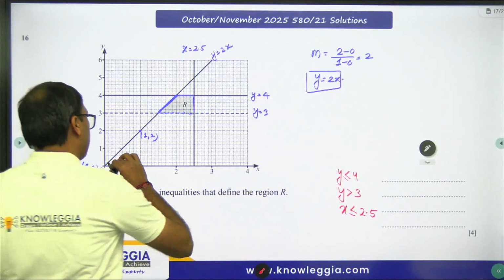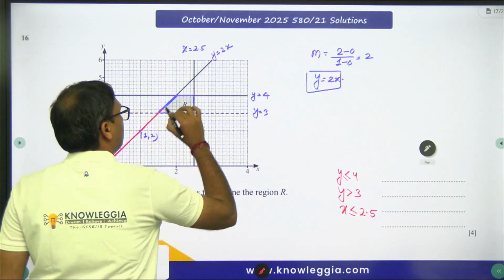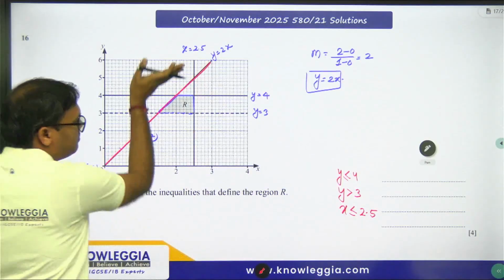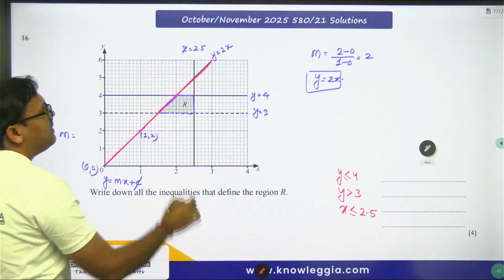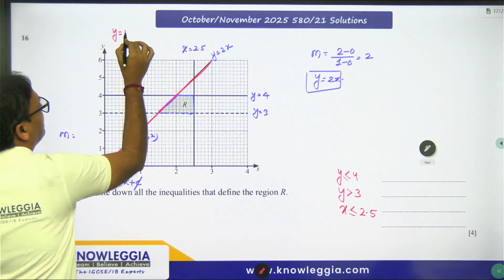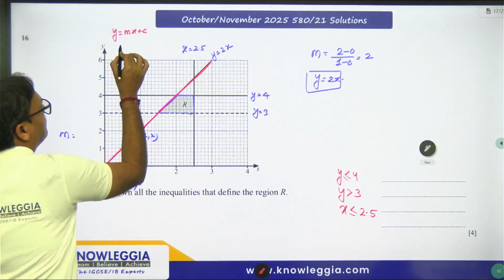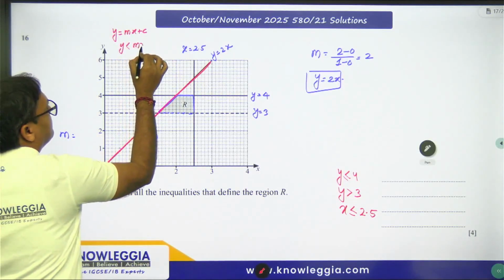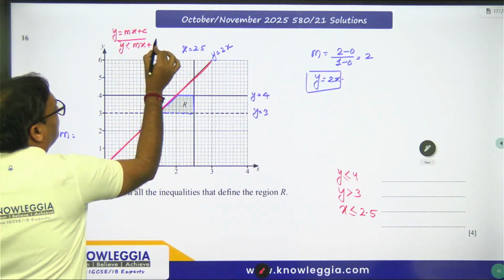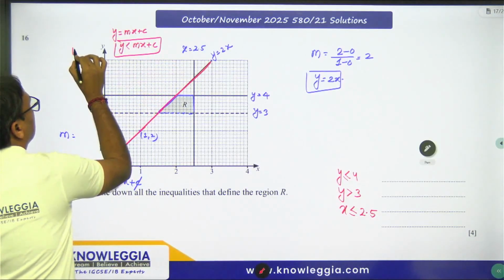Now, this region is below this line. And if a line is in the form y equal to mx plus c, then y less than mx plus c is the region which is below this line. This is below.